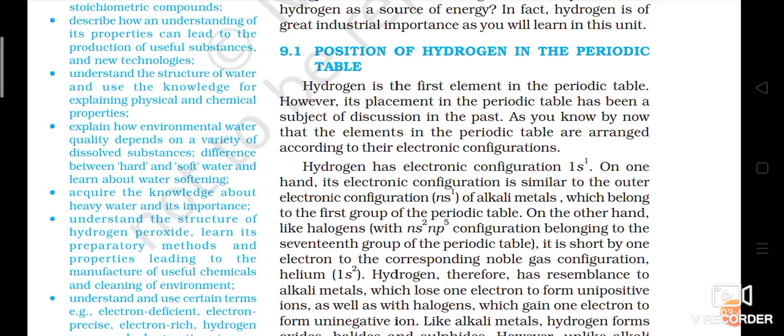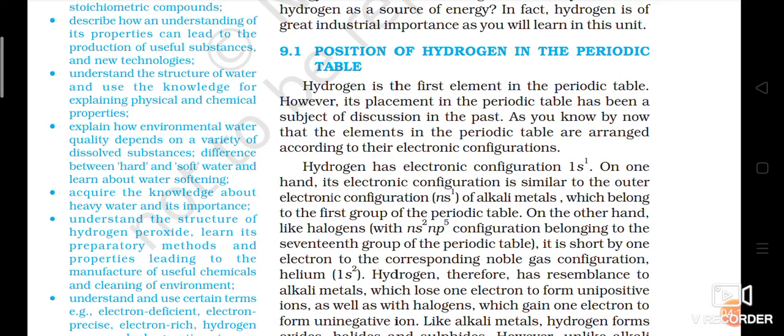So please highlight this point. Hydrogen therefore has resemblance to alkali metals, which lose one electron to form unipositive ions, and to halogens, which gain electrons, so it shows uninegative ions. This is an important resemblance point, so it can be asked as a true or false statement.